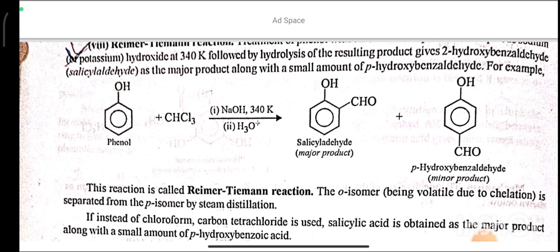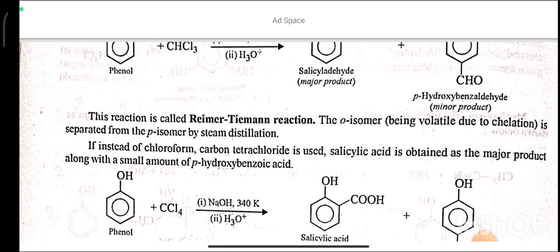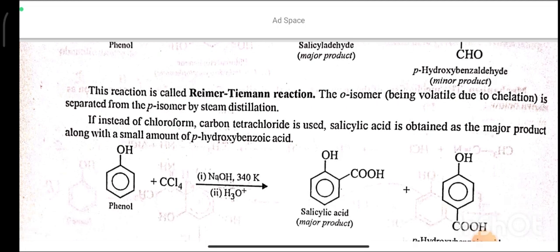For example, phenol reacts with CHCl3 in presence of NaOH at 340 Kelvin and H3O+. It gives salicylaldehyde as a major product and para-hydroxybenzaldehyde as a minor product. This reaction is called Reimer-Tiemann reaction. The ortho isomer is separated from the para by steam distillation.